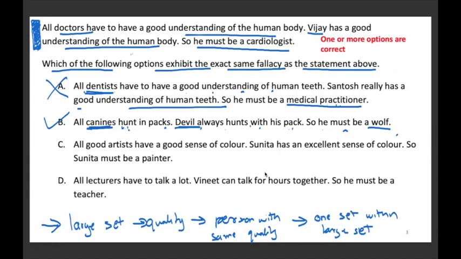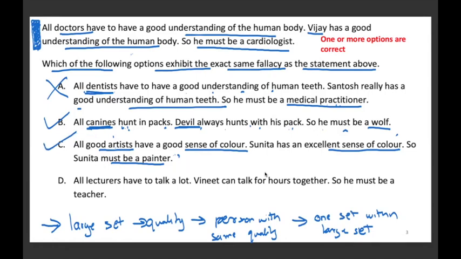C says all good artists have a good sense of color. Sunita has an excellent sense of color, so she must be a painter. Painter here is a small subset of artists, where painters, sculptors, even dancers, they are all artists at the end of the day. So C is also correct, where we start with a large subset and then go to one set there. So C is correct.